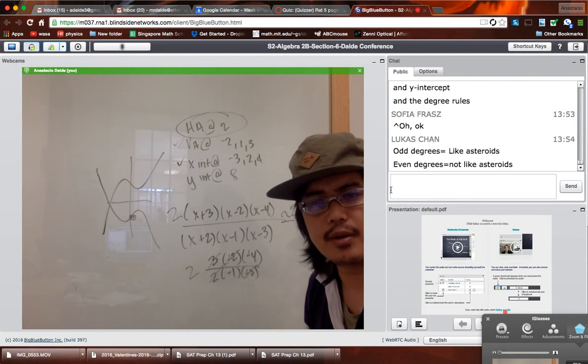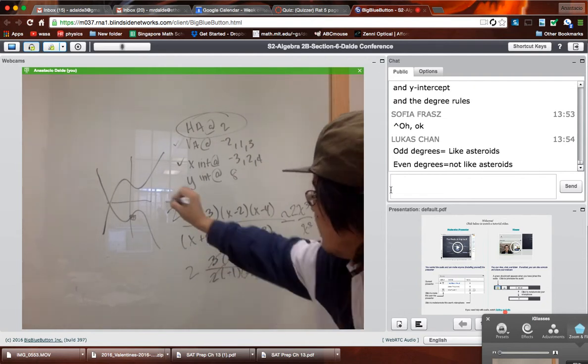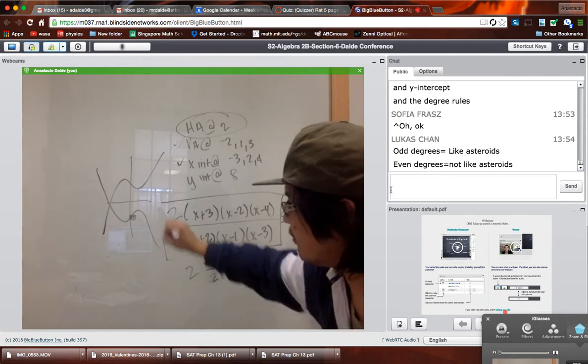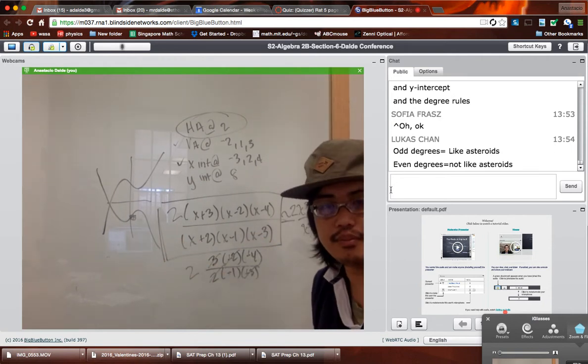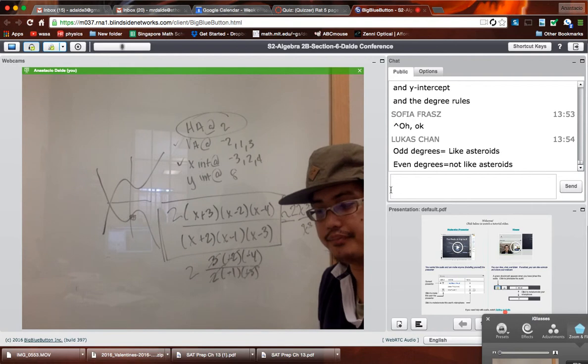And I don't know if I told you this before. I don't mind you guys plugging this into Wolfram Alpha, and then Wolfram Alpha should be able to simplify it for you.